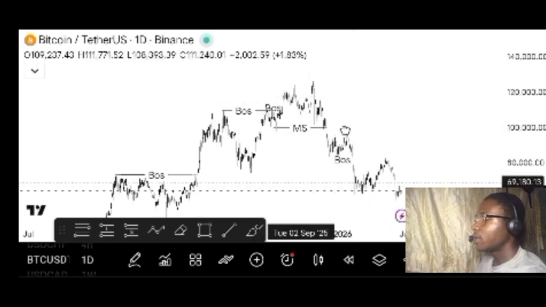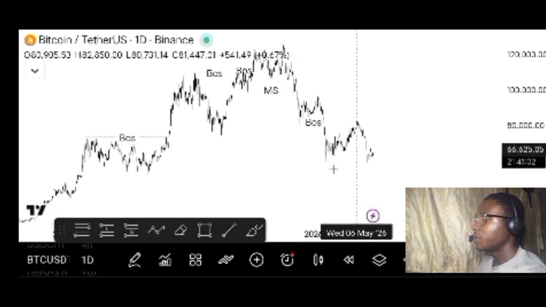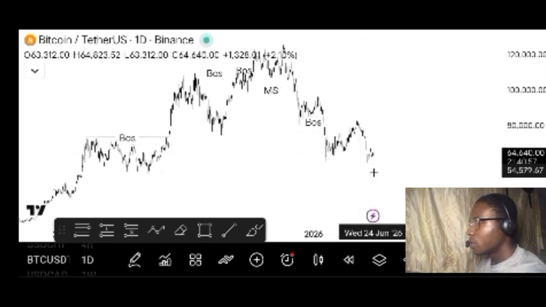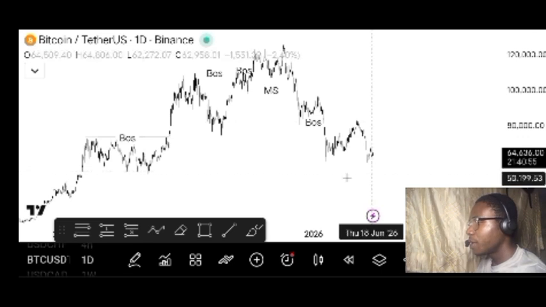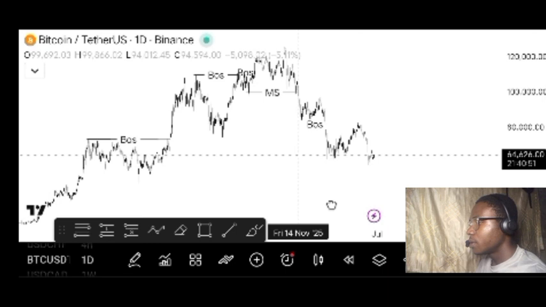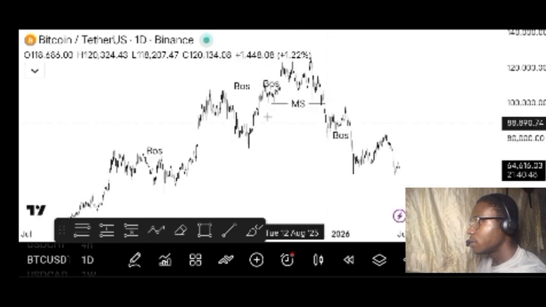My TradingView is hanging. I don't understand this. This is annoying me. So the bearish break of structure, yeah. What's wrong? Where is my bearish indicator?